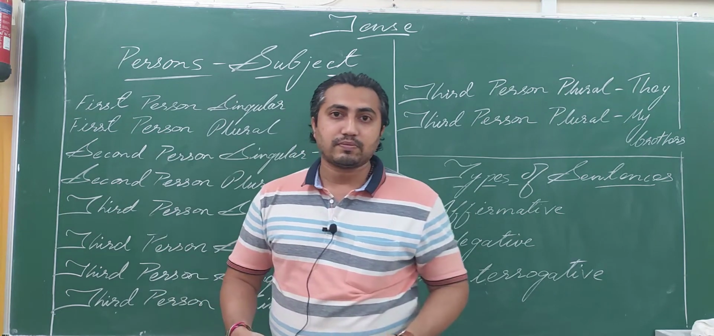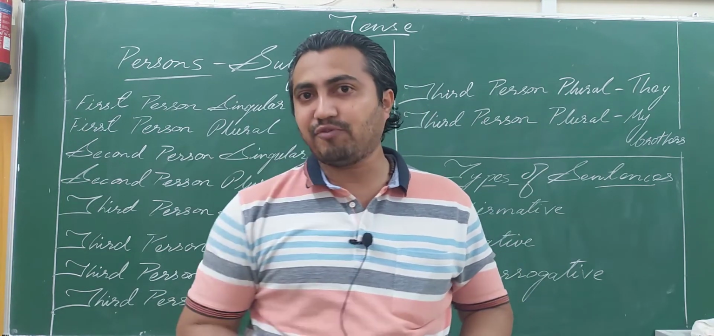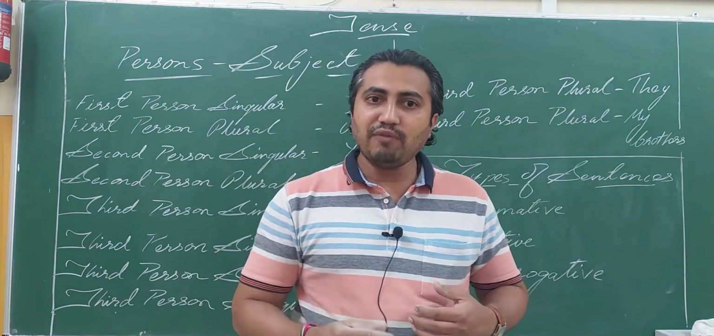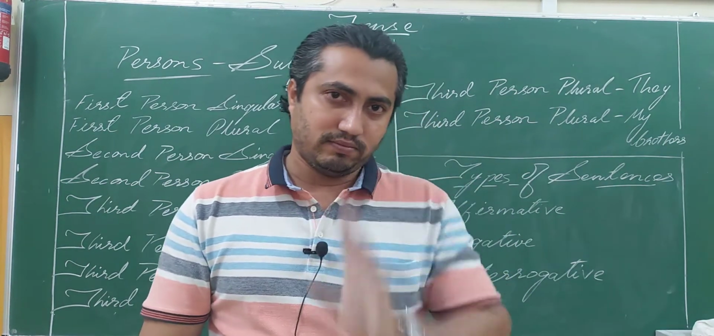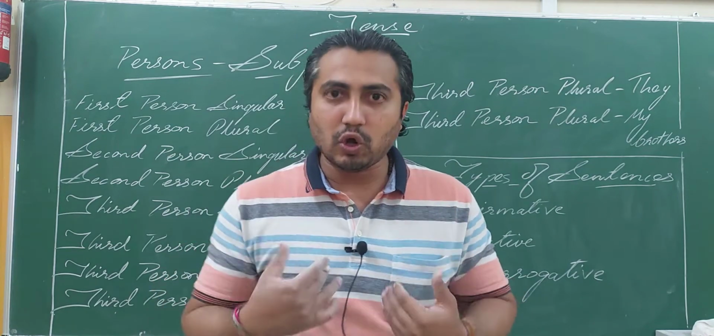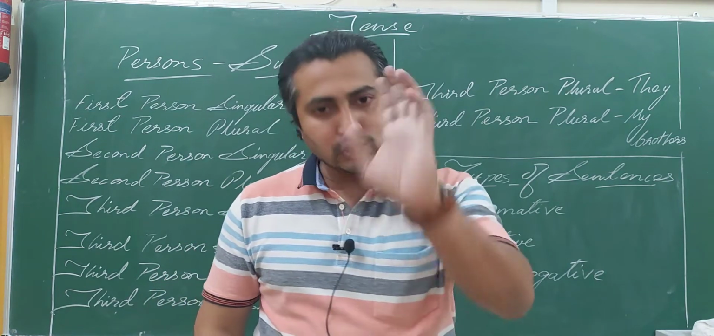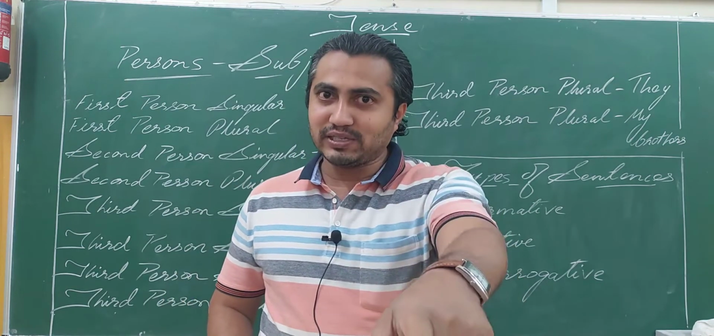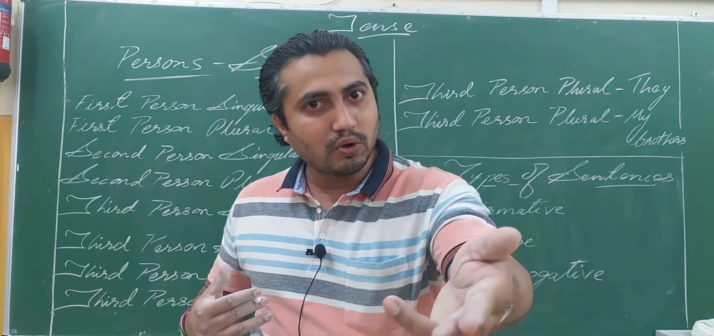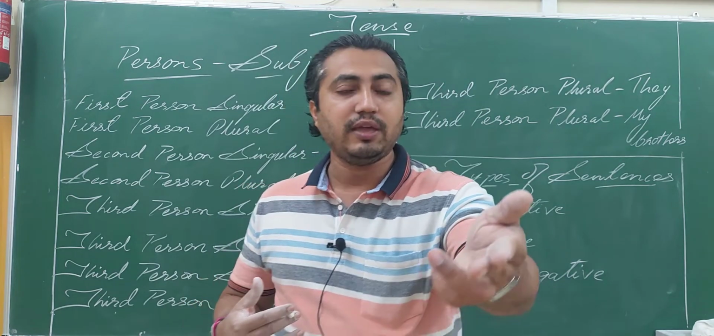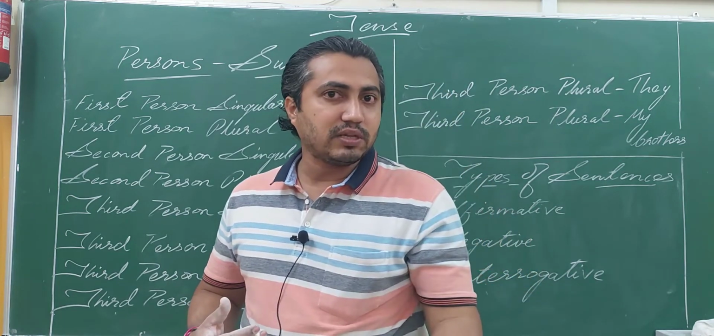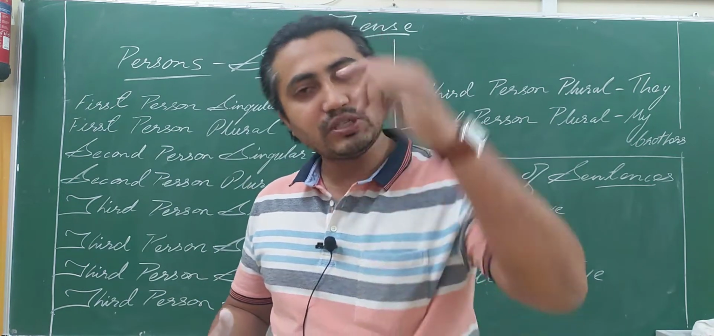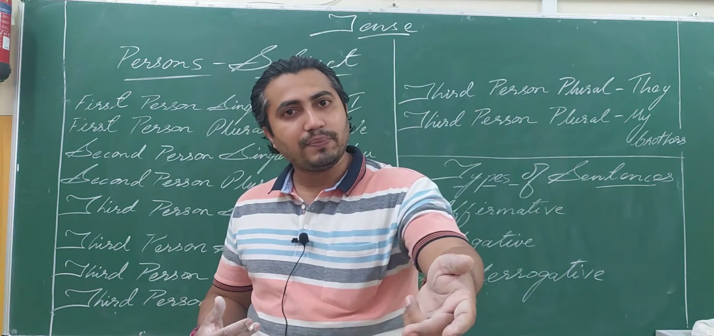Okay, now coming to the person in front, second person. Suppose you are only one: if I am talking to you and only one student or one child is sitting, you are the second person, because I am speaking to you, you are listening, and I am talking to you. If you are one, you are second person singular.